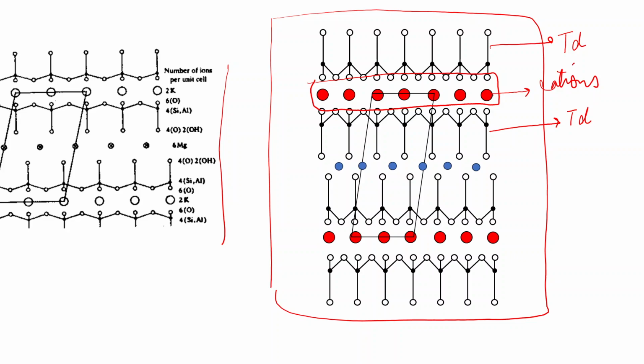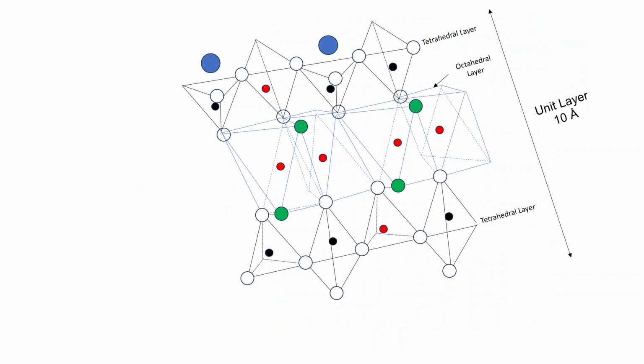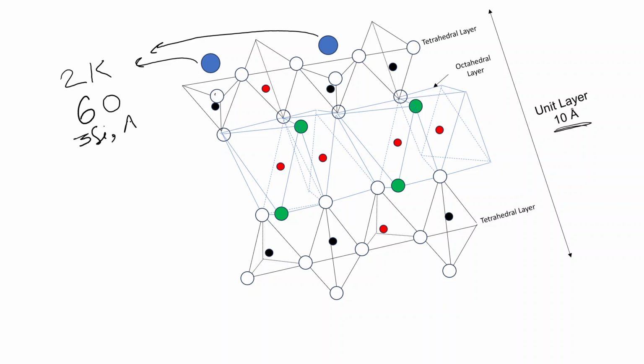Moving further to a much more beautiful diagram, see this. Here you can see how a tetrahedral layer, then an octahedral layer, and again a tetrahedral layer. So here now I'll tell you the number of different ions per unit cell. And this unit layer, tetrahedral, octahedral, and again tetrahedral, is approximately 10 angstrom in size. So these two blue ones are the two potassium ions. Other than that, you have 1, 2, 3, 4, 5, and 6, so this is 6 oxygens. Then the black colored dots over here are silicon, while the red one is aluminum. So you get 3 silicon, 1 aluminum.